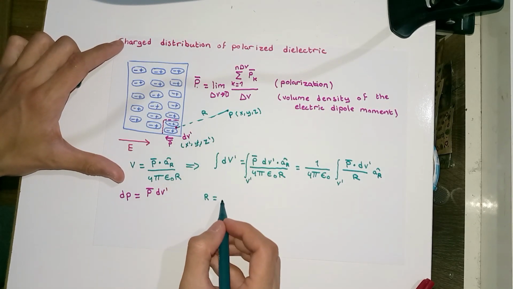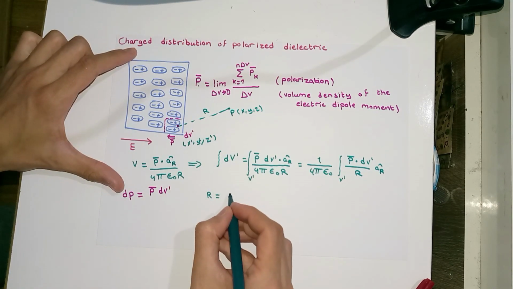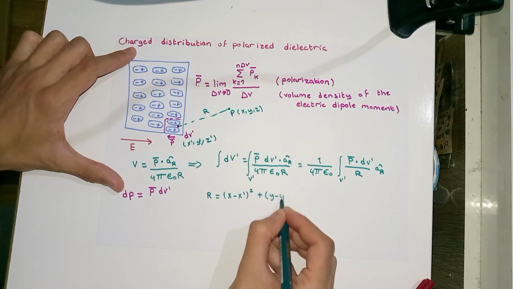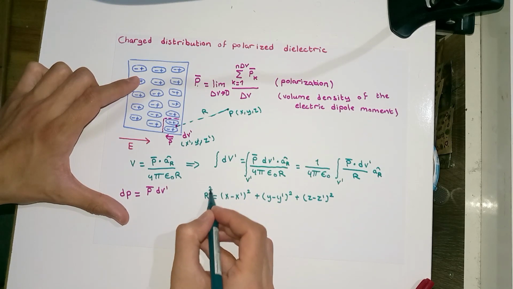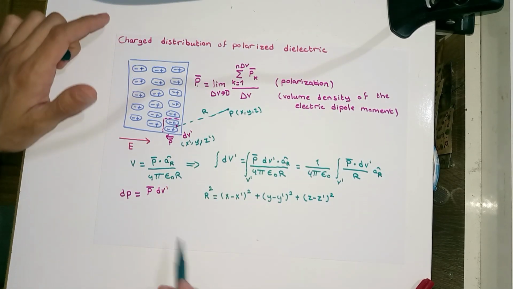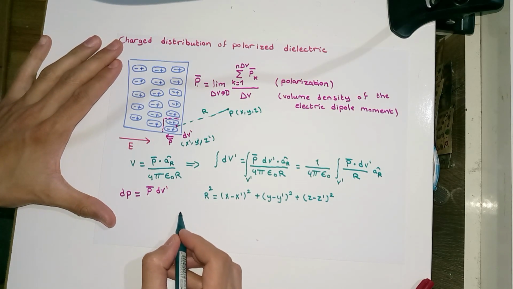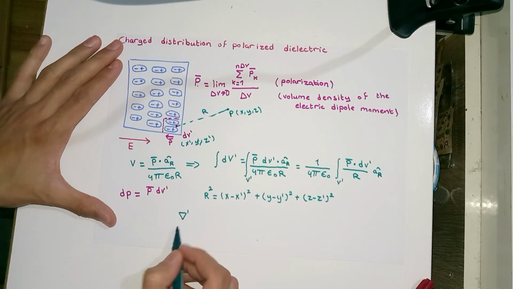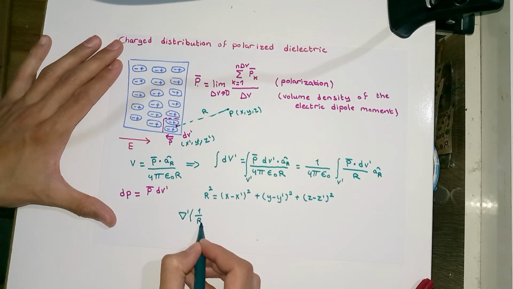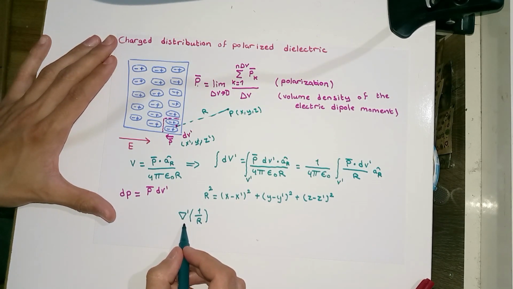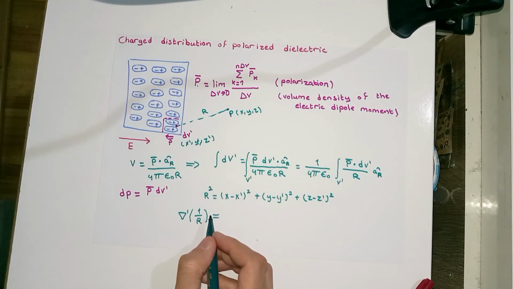And as this R is a distance, its magnitude can be found by the rule of the distance between 2 points, which is this, and this is the square distance between P and this point. Now the trick that we are going to apply is right there. We are going to take the gradient of the reciprocal of R, with respect to the coordinates of the dielectric.